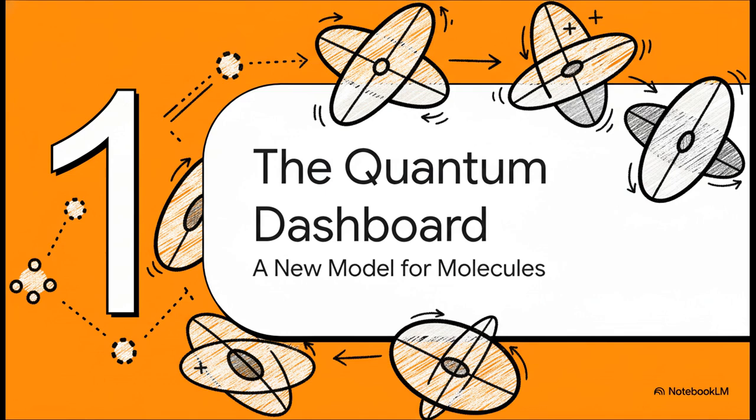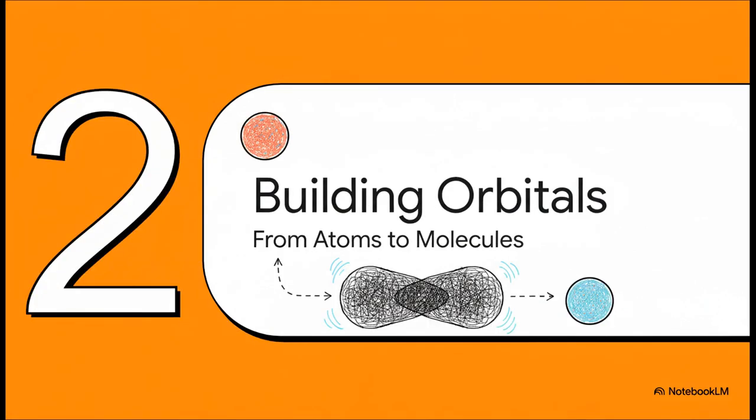So to solve our puzzle, we need a way better model. We have to go beyond just drawing dots and lines. We need to start thinking about electrons as what they really are, waves occupying these three-dimensional regions of space called orbitals. Okay, so what actually happens when two atoms get close enough to form a molecule? Well, their individual atomic orbitals don't just hang out next to each other. They actually combine, they merge, and create a totally new set of orbitals that belong to the entire molecule. And we call these, you guessed it, molecular orbitals.